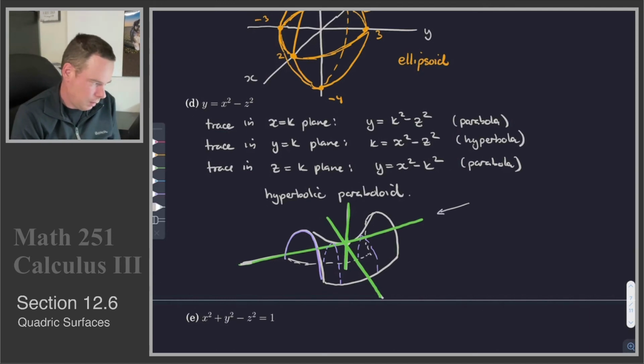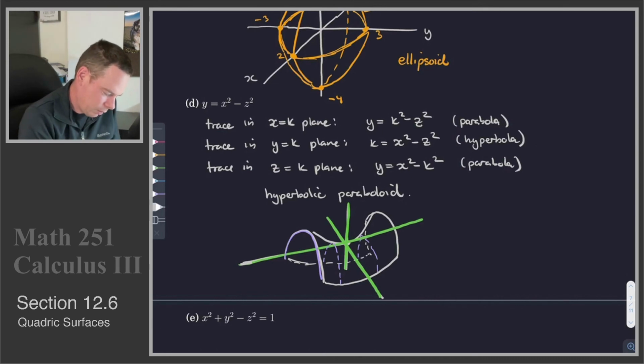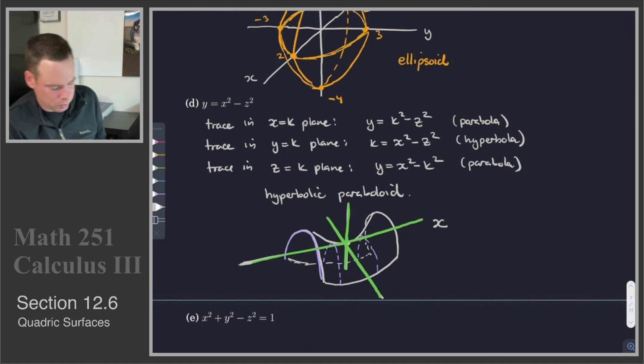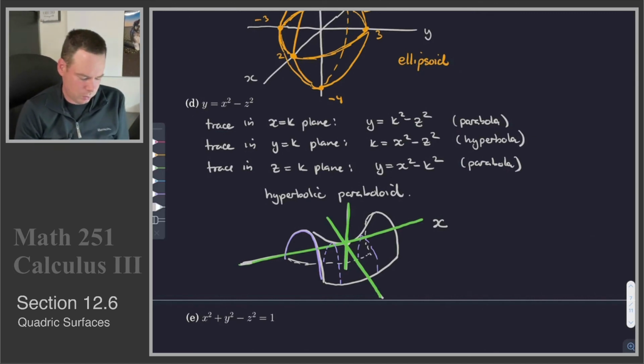So that means that must be our y is equal to k squared minus z squared. So that was in our trace in the x equals k plane. So those purple curves I just drew on must be traces in the x equals k plane. So this must be the x direction. Now, which is the positive and which is the negative, we still have to decide that. So let's just label that one x for now and see what happens.